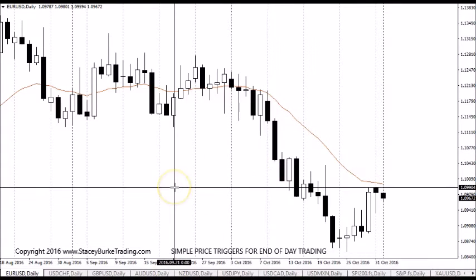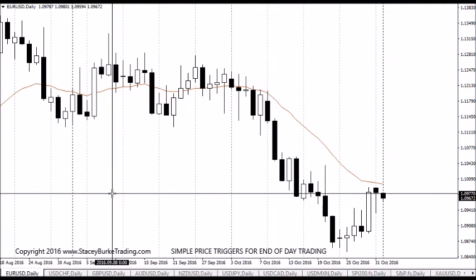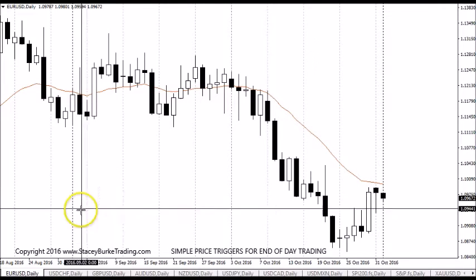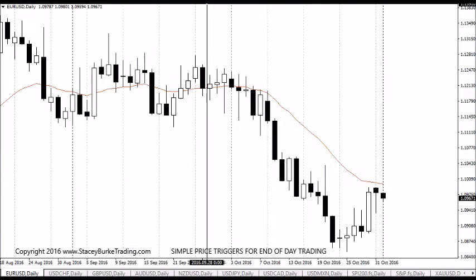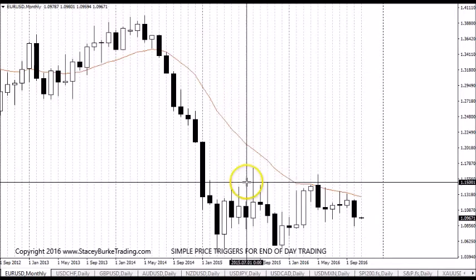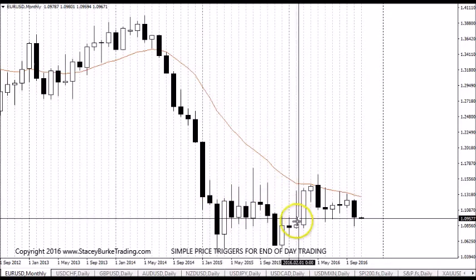I just want to remind you, go and check your average true range on the majors or any of the pairs that you're trading. So if you're looking at any of these types of triggers for end of day trading, a couple of things you want to hone in on is basically, it doesn't matter what time frame you're on, the candles will obviously all look very similar.